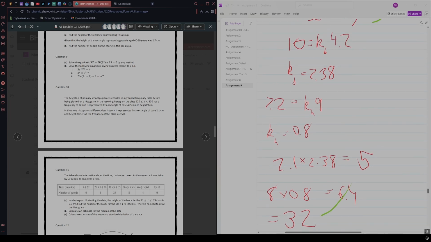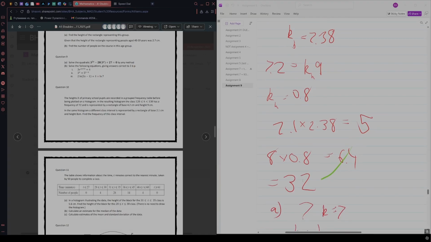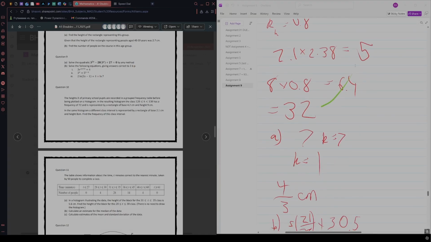So the scalar for the height is 0.8. Now we have this scalar. If it has base 2.1 for a different class width, we can multiply it by the scalar. We can multiply the 8 by this scalar to get it in terms of class width and frequency density, instead of centimeters, and then you multiply them, you get the frequency, and then that's your answer.